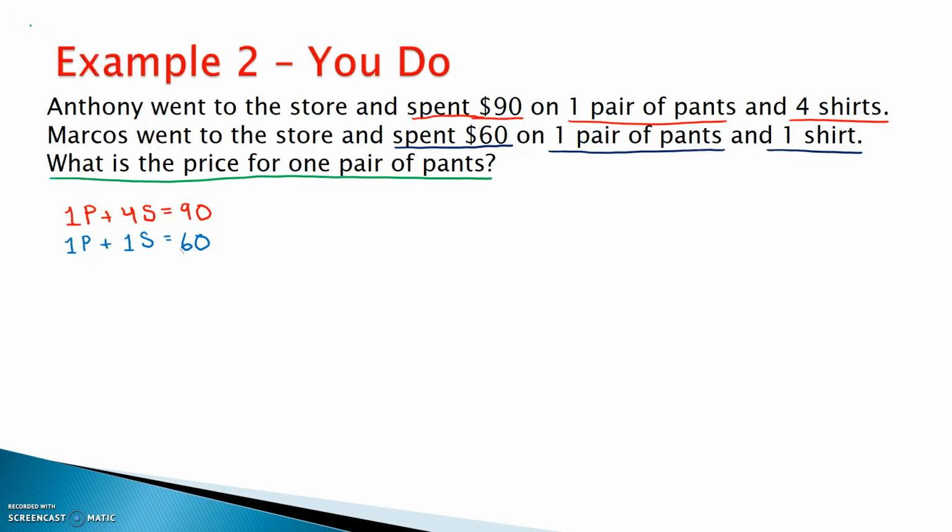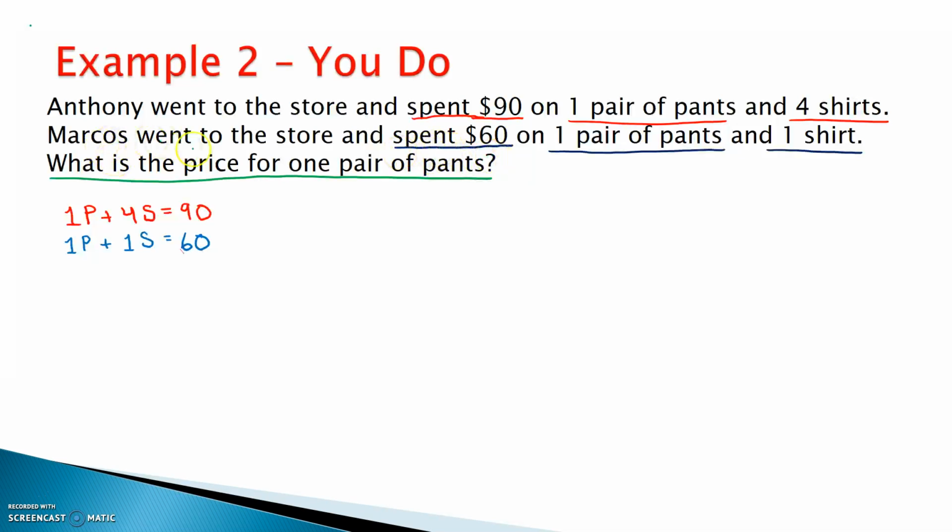All right guys, so here's the set of equations, the system, that I came up with. I know that Anthony went to the store and he spent $90. Okay, so that's my grand total. He bought one pair of pants, so I used 1p for pants, and 4 shirts. Now I used 4s. Hopefully that s doesn't throw me off again. That's an s, not a 5. Be careful when you're writing it. Of course, you can use a different variable like h or anything else for shirts.